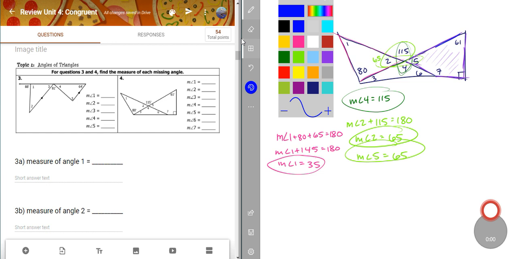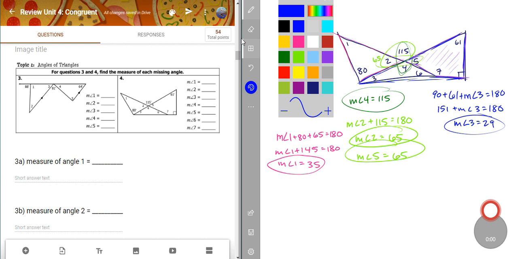So let's look at this big triangle here. That's a right triangle. I've got a 90, I've got a 61, and I've got a measure of angle 3. That'll equal 180. Combine these into 151. Take the 151 away from both sides, we're left with 29. Okay. So now we've got 1, 2, 3, 4, 5.